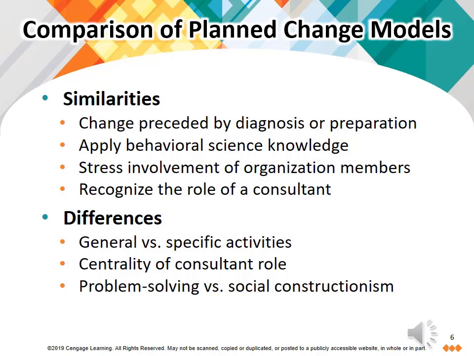Differences. General versus specific activities. Again, the action research model is very, very specific, whereas the continuous change model is less specific. Centrality of the consultant role. Once again, we talked about the action research model where the consultant was very heavily involved, very well named within the model. Comparatively to the continuous change model, the consultant wasn't necessarily named. And problem solving versus social constructionism. Similar again, the action research model was trying to solve very specific problems by naming those, versus the positive model, for example, the social constructionism, is simply looking at themes and trying to envision futures for the organization.